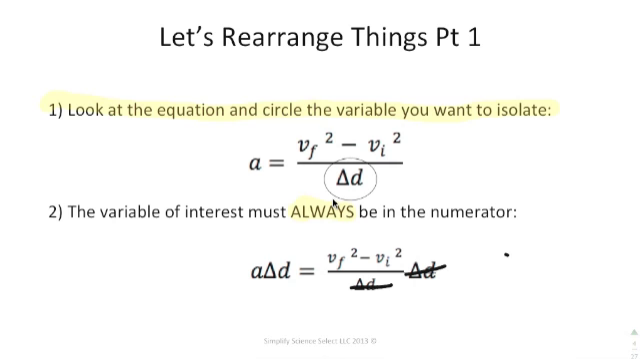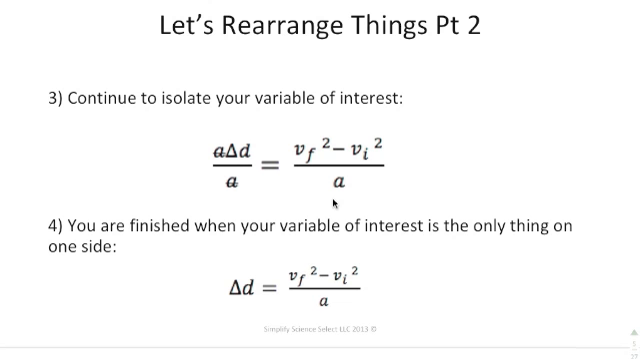So if it's not already in the numerator, we put it in the numerator. The next step is we continue to isolate our variable of interest. On the other side, we ended up with acceleration times delta D. Well, we've got to get delta D by itself. Since it's multiplying here, the opposite of that would be division. So we divide both sides by A, which is our acceleration. And then we finish when our variable of interest is the only thing on one side. We see that we have what we wanted all by itself on one side, and we've successfully rearranged.